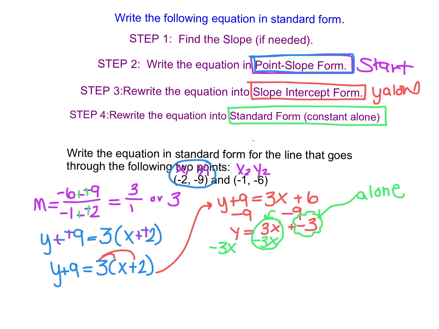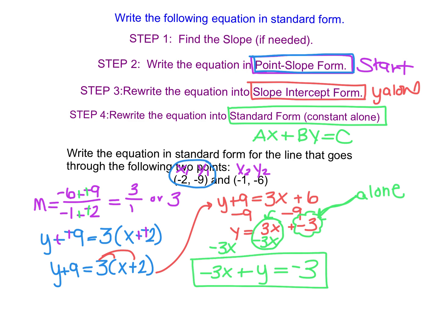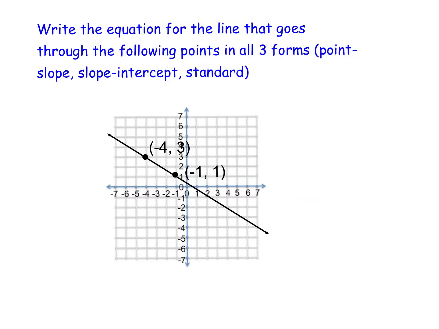Now remember, in standard form it goes ax plus by is equal to c. So we want our x's first, which in this case I can see I have a negative 3x, plus my y's are second, which is just y, is equal to my constant term by itself, which is negative 3. So essentially we start just where we started before in step 1, finding the slope, work through point-slope form, through slope-intercept form, and then ultimately end in standard form. So same process here, just a slightly different look.